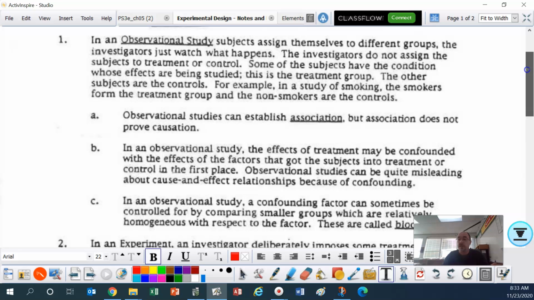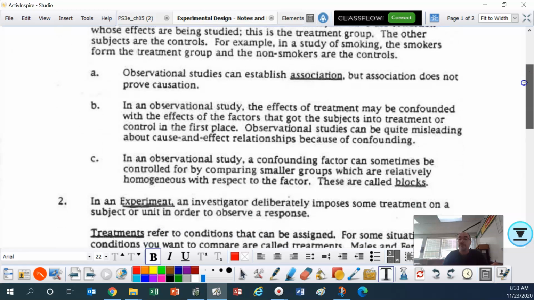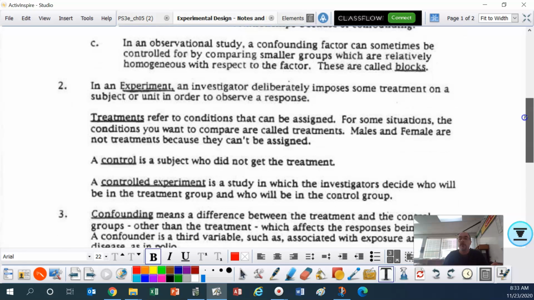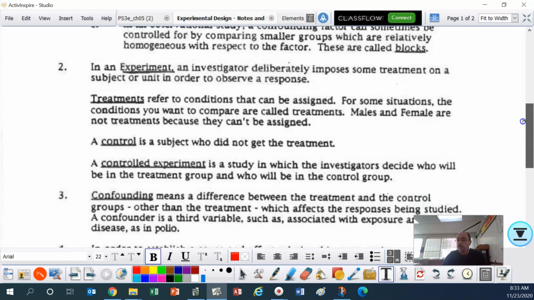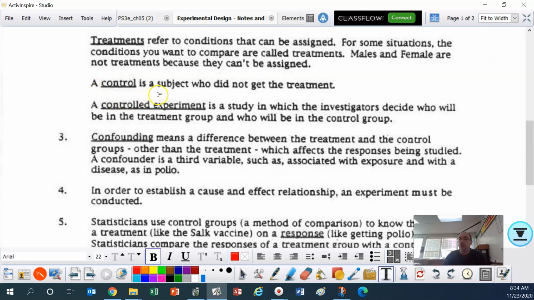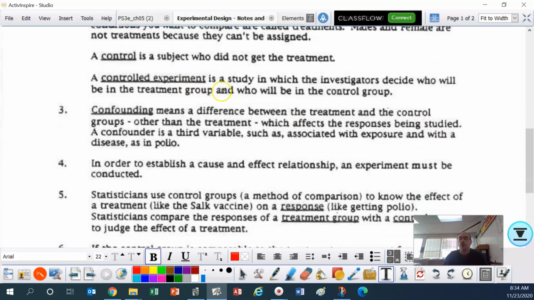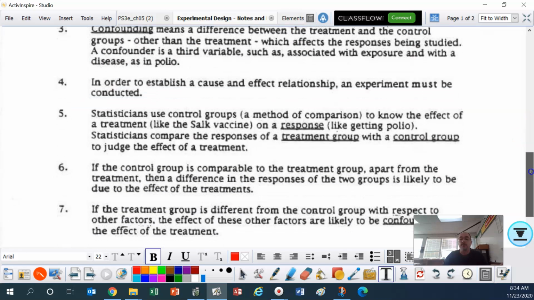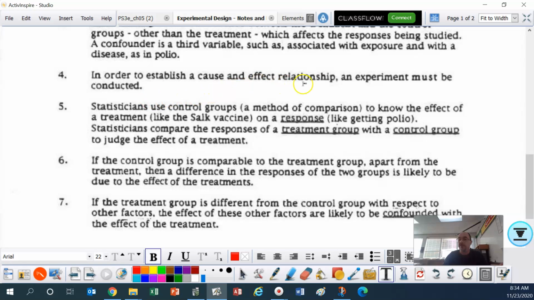Okay, observational study, ABC, read through those. In an experiment, remember, an investigator deliberately imposes some treatment on a subject. The treatments. Control. A control is a subject who did not get the treatment. Okay, maybe they got a placebo. Controlled experiment. Confounding. Okay, terms from the last chapter. In order to establish a cause and effect relationship, an experiment must be conducted.